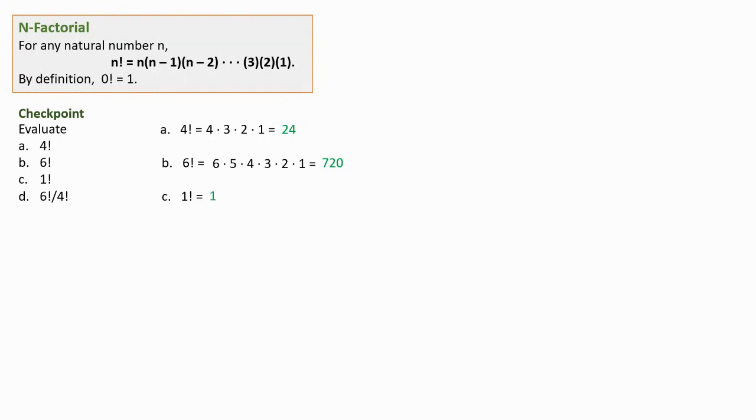Okay, now for D part, 6 factorial divided by 4 factorial. So 6 factorial will give us 6 times 5 times 4 times 3 times 2 times 1. And 4 factorial will give us 4 times 3 times 2 times 1. So these cancel and become 1. So anything times 1 will be 6 times 5 times 1, which will give us 30. So this is the answer for 6 factorial over 4 factorial.